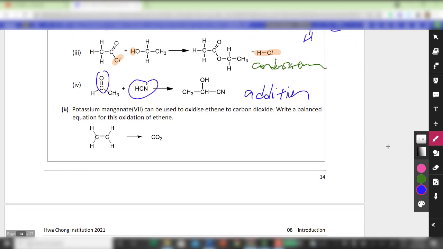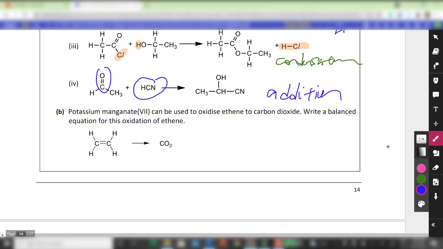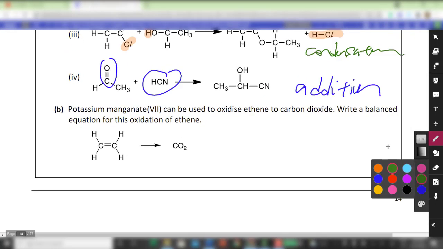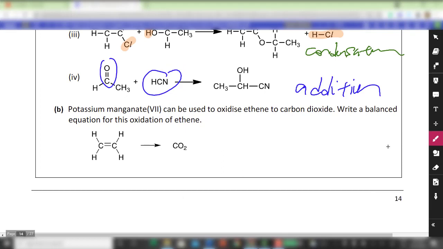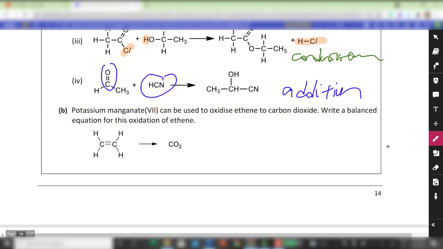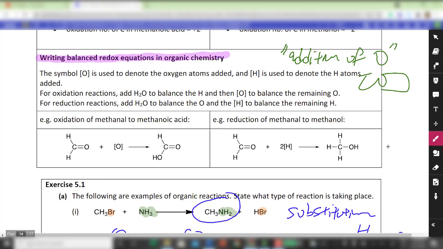Okay, so in this case, you were told that potassium dichromate can be used to oxidize ethene to carbon dioxide. Write a balanced equation for this oxidation of ethene. I will use this example to showcase how to write the actual redox balancing, but I'm just going to use the organic way of writing, in terms of the bracket O's first.